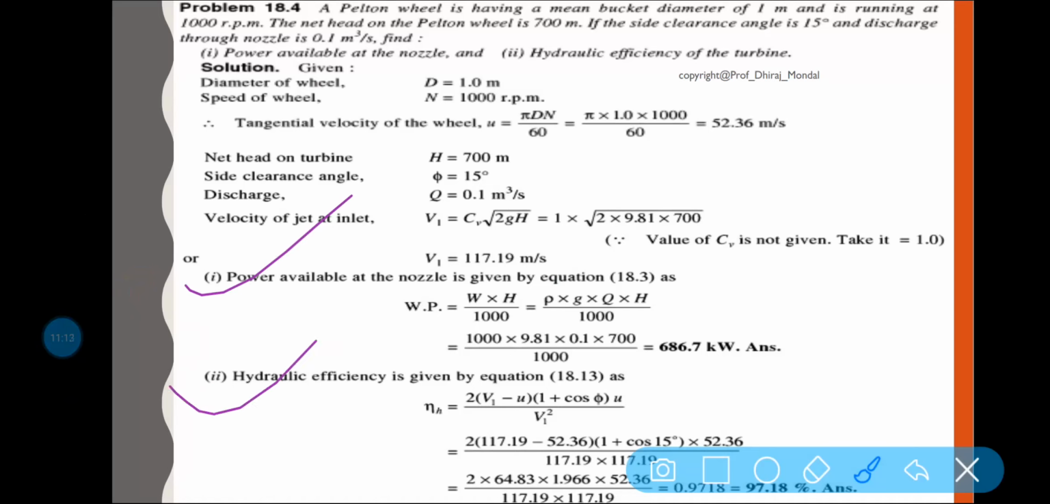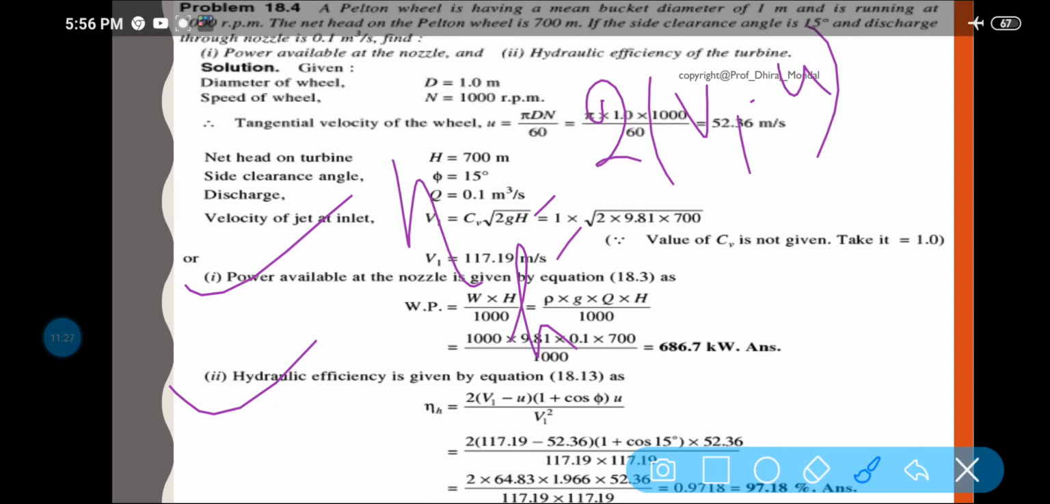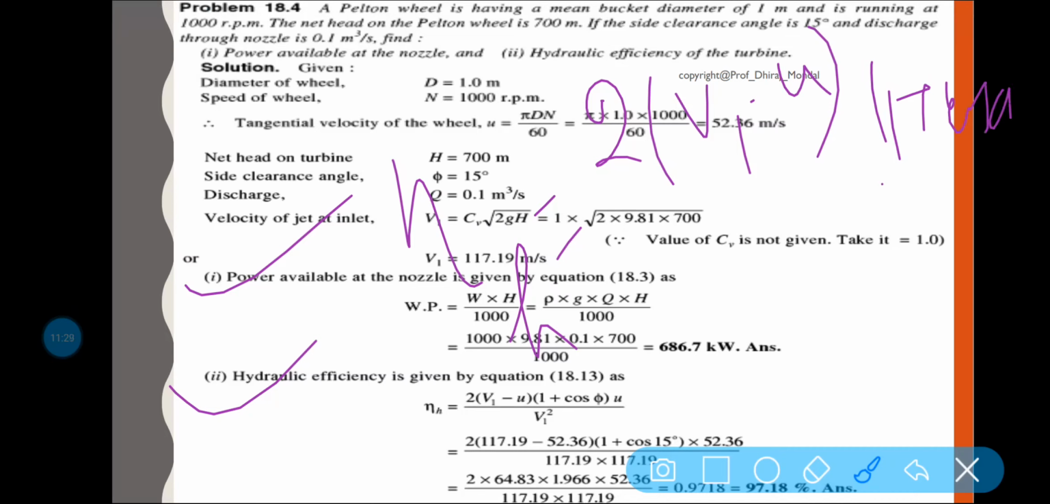Answer number 2 is the hydraulic efficiency. For the Pelton wheel, you know, for hydraulic efficiency you will get another equation: 2 u (v1 minus u) into (1 plus cos phi) by v1 square.